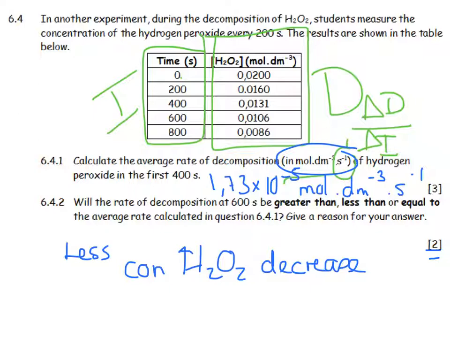If they wanted a full explanation, you could therefore say there are therefore less hydrogen peroxide particles to react, and therefore there are less effective collisions, and less effective collisions means a slower rate.